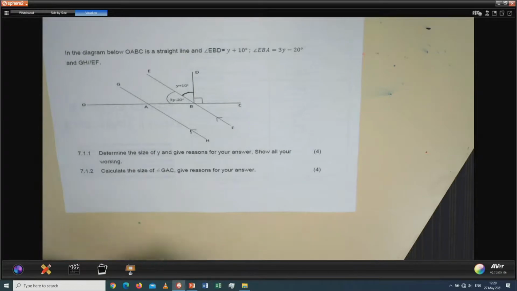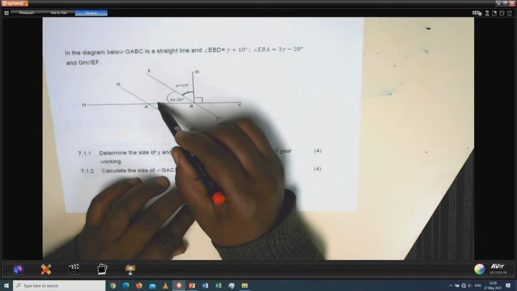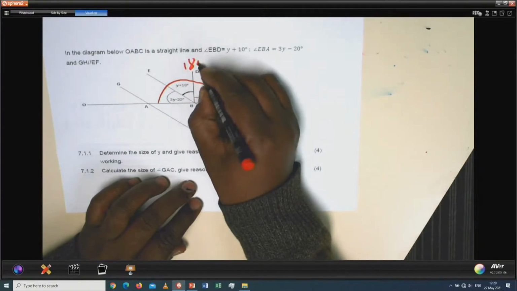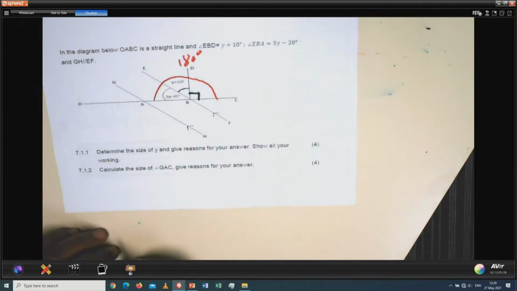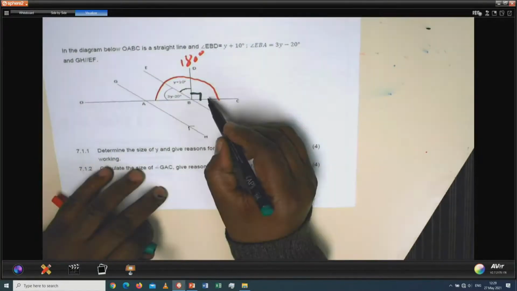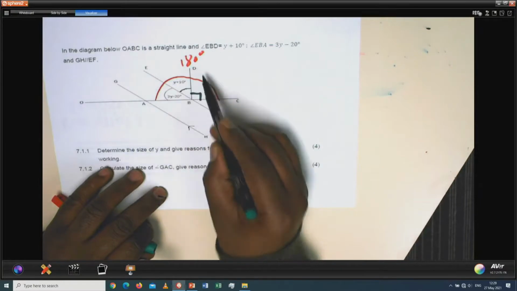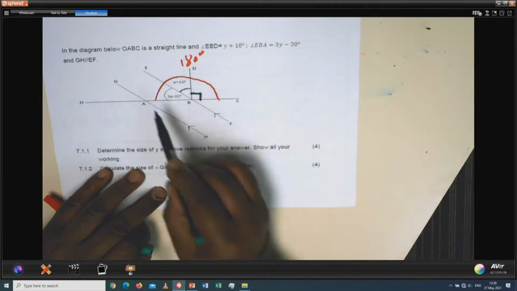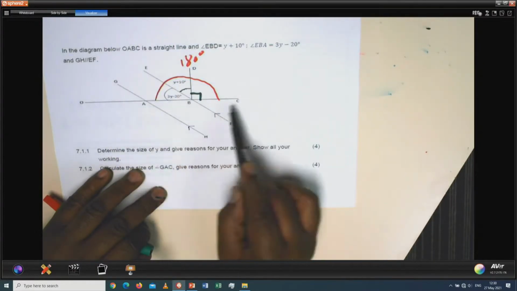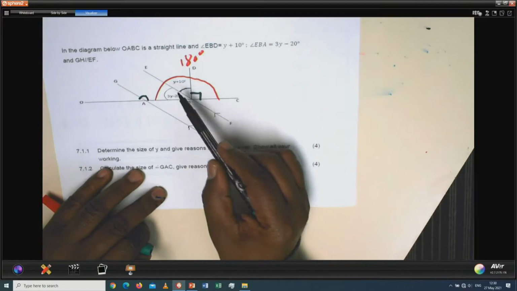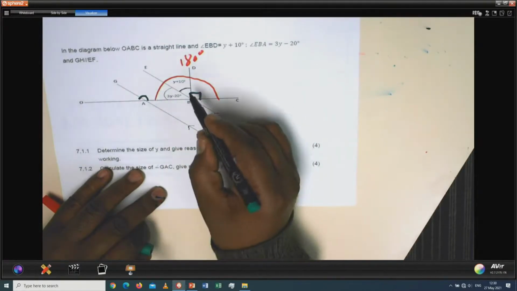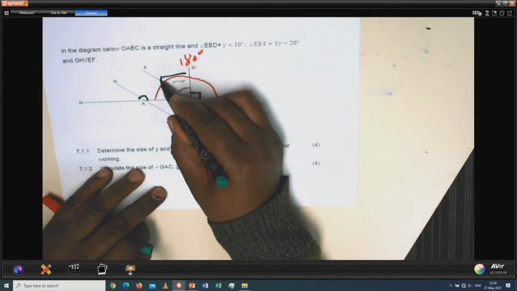Right. Straight line. You remember when they refer to a straight line, what does that mean? It tells you the whole angle is 180 degrees. Straight line, 180 degrees. OABC, that is the straight line they're referring to. This one as well will give you 180 degrees. If the whole straight line angle is 180 and this is 90 degrees, then this one is supposed to be 90 as well.